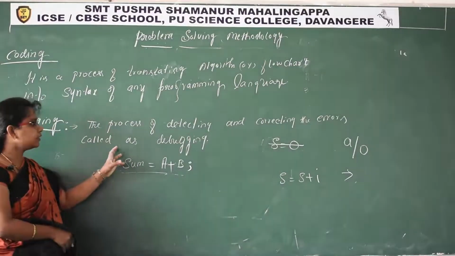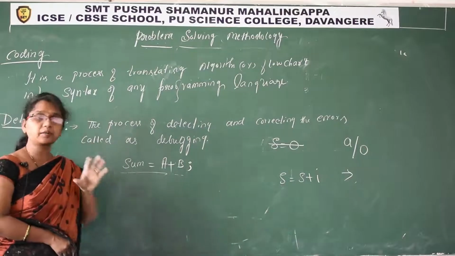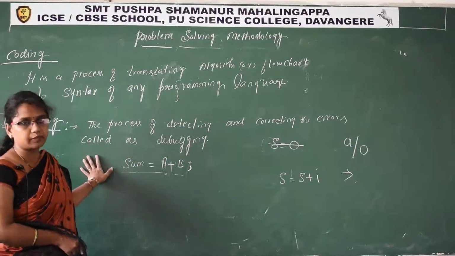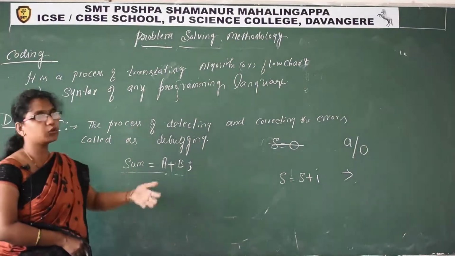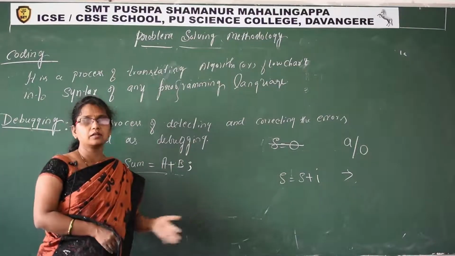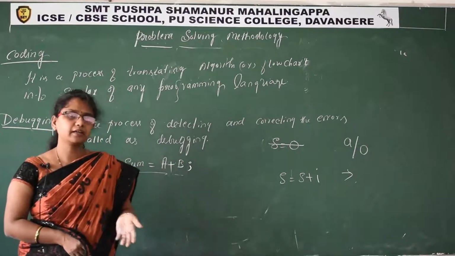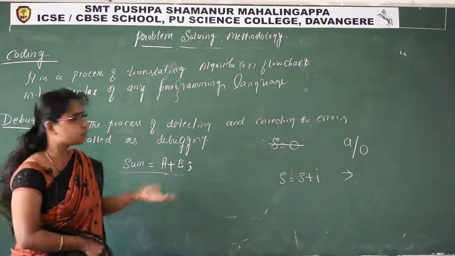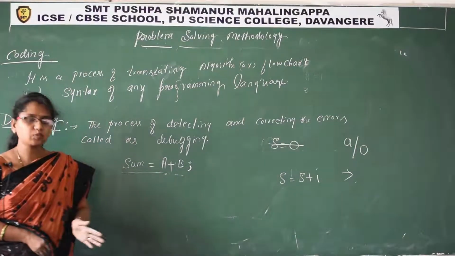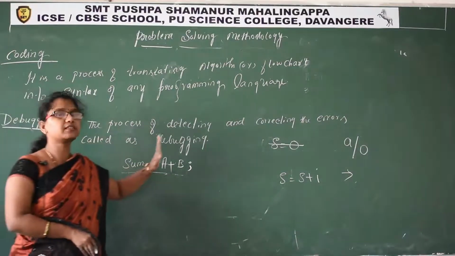It detects the error and it corrects it. That process we call it as debugging. So what kind of errors you may come across here? Syntax error, semantic error, runtime error and logical errors. At this moment you have to remember these errors, that's all.